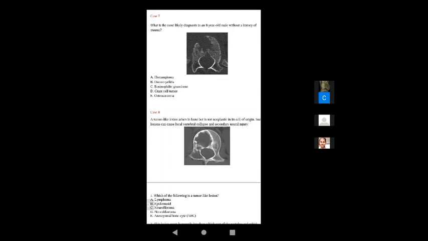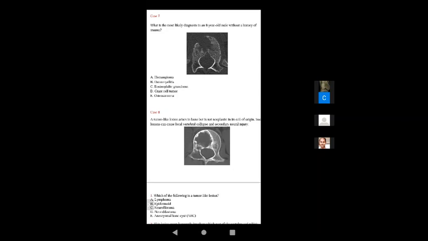So in an eosinophilic granuloma, there is a pure lytic lesion. There is no sclerosis around the lesion, and it's a very young boy or young girl, less than 10 years. This is another X-ray or CT showing a well-marginated sclerosing lesion.